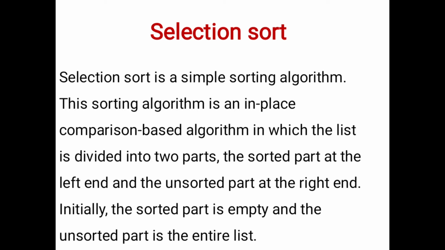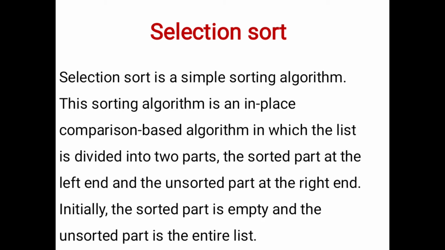So initially the sorted part is empty, because we have unsorted elements. So the sorted part is empty, and the unsorted part is the entire list, because the elements cannot be sorted at the initial stage of the list. The initial stage of the list is that the elements are not sorted, so that is the unsorted part. That means the unsorted part is completely the entire list, but the sorted part is empty.